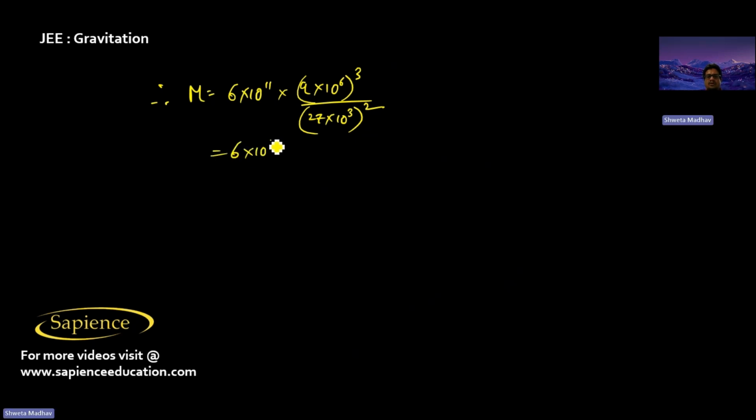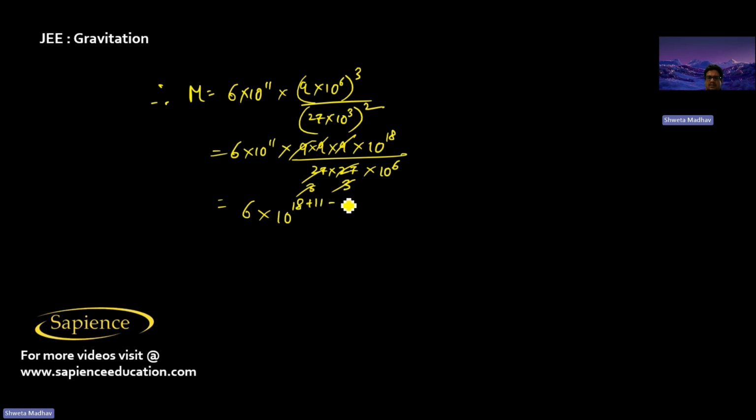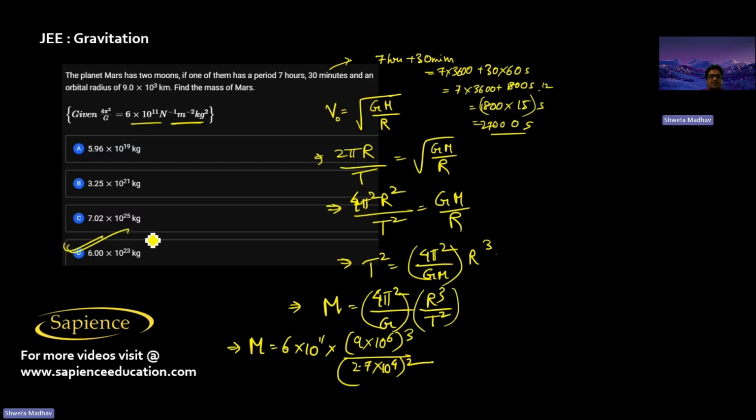It will be 6 × 10^11 × 9 × 9 × 9 × 10^18, divided by 27 × 27 × 10^6. This will be 9 3s are 27, 9 3s are 27, 3 3s are 9. This will be 6 × 10^(18 + 11 − 6). This will be 6 × 10^(18 + 5), that is 23. 6 × 10^23 kg. So option D is the correct answer.